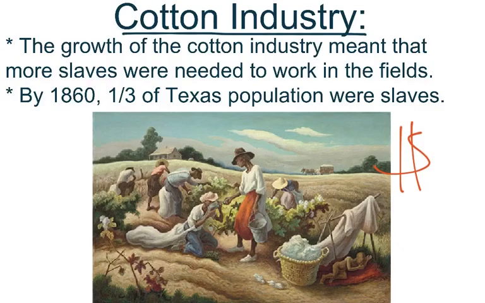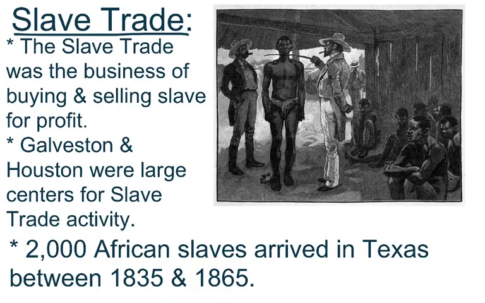Well, you're probably thinking now, well, Coach, how did so many slaves get here? Last time in the previous chapter, we talked about the Fugitive Slave Act and the Compromise of 1850. But with that comes the slave trade, right? The slave trade was the business of buying and selling slaves for profit. Last time we talked about the auction, right? The auction was the buying, selling, and trading of property.